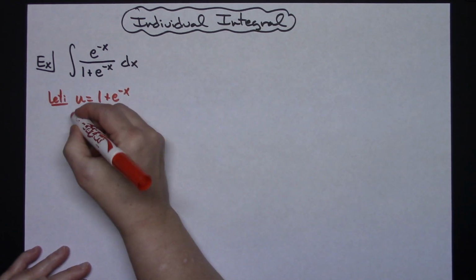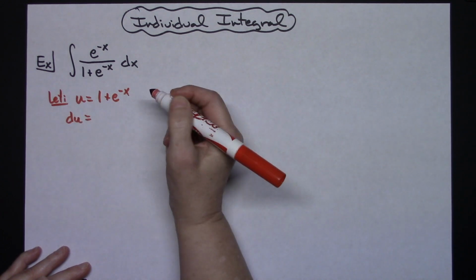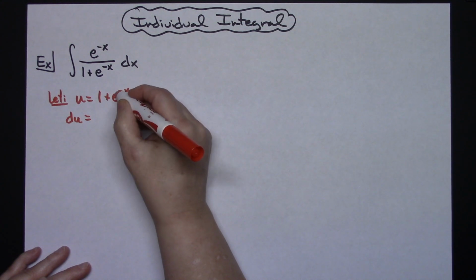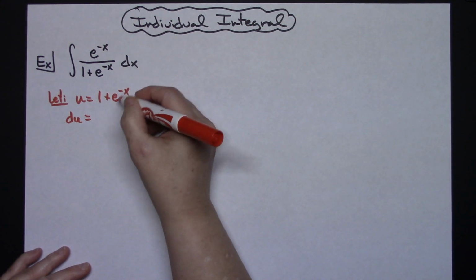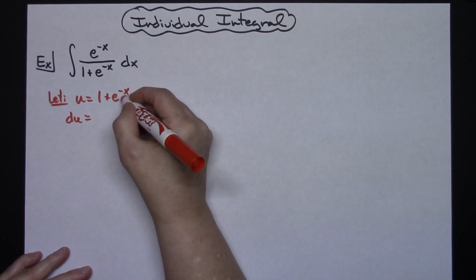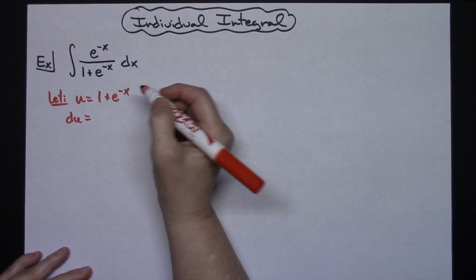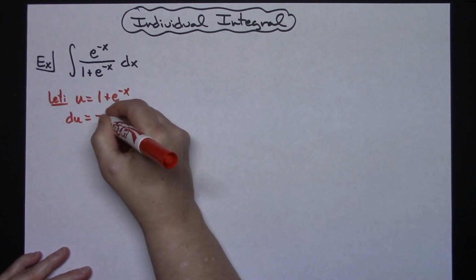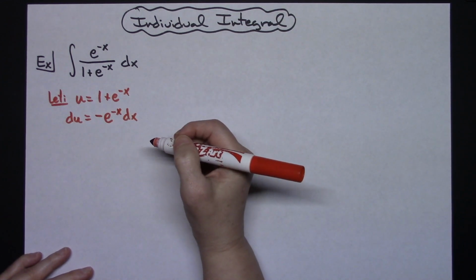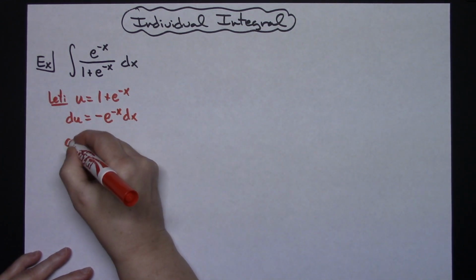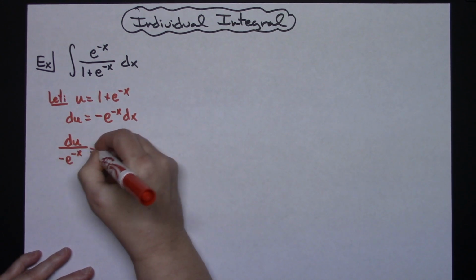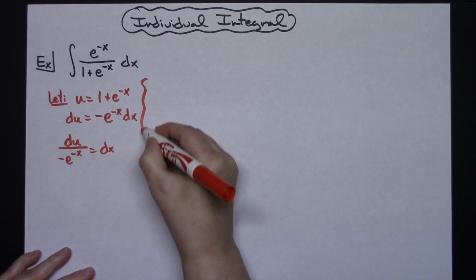Alright, I'm going to take the derivative then of both sides, so I'll have a du is equal to, when I take the derivative of 1, it goes away. When I take the derivative of e to the negative x, that would be e to the u prime, so I'll have an e to the negative x, and then when I take the derivative of that negative x, I'll have a negative 1 in front, so negative e to the negative x dx, and then I'm going to go ahead and solve all the way down for dx, so I'll have a du over a negative e to the negative x for my dx.